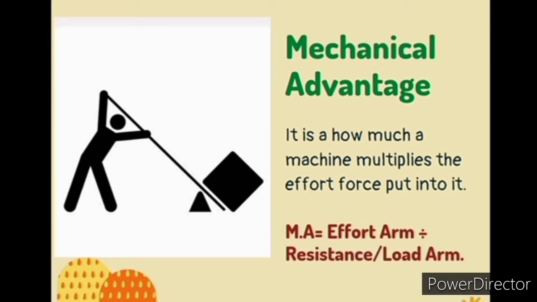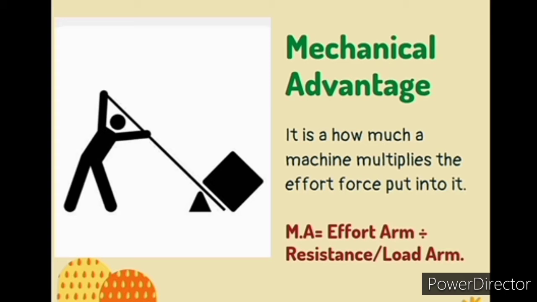Mechanical advantage is how much a machine multiplies the effort put into it. When we use simple and complex machines, we are striving to gain a mechanical advantage, meaning we are trying to multiply the effort force put into it. Now, there is a way to calculate a mechanical advantage, and it is effort arm divided by resistance or load arm. So the resistance arm is also known as the load arm. So anywhere you see load arm, know that we are also referring to the resistance arm.